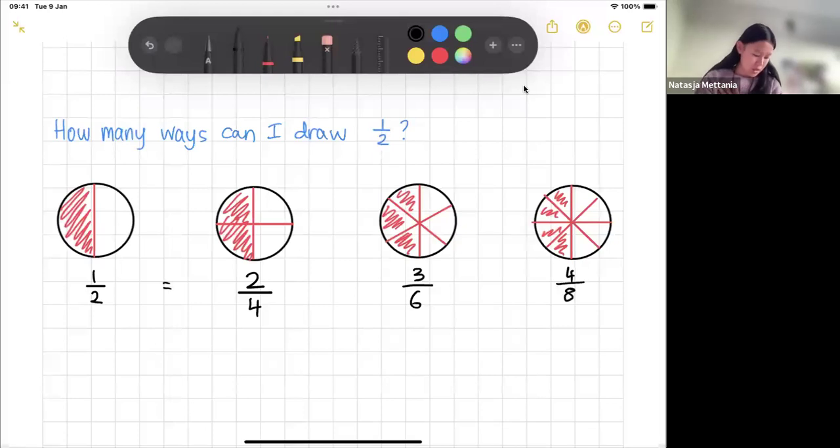Now, can you see all the shaded parts? See the green here that I'm coloring in? They all look exactly the same. I'm coloring the exact same section. So to write half in different fractions, in equivalent fractions, 2/4 is an equivalent fraction of half, 3/6 is an equivalent fraction of half, and 4/8 is an equivalent fraction of half.